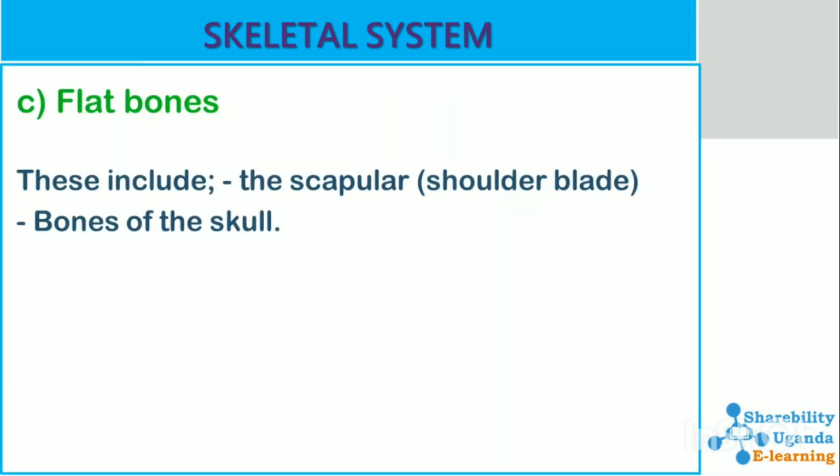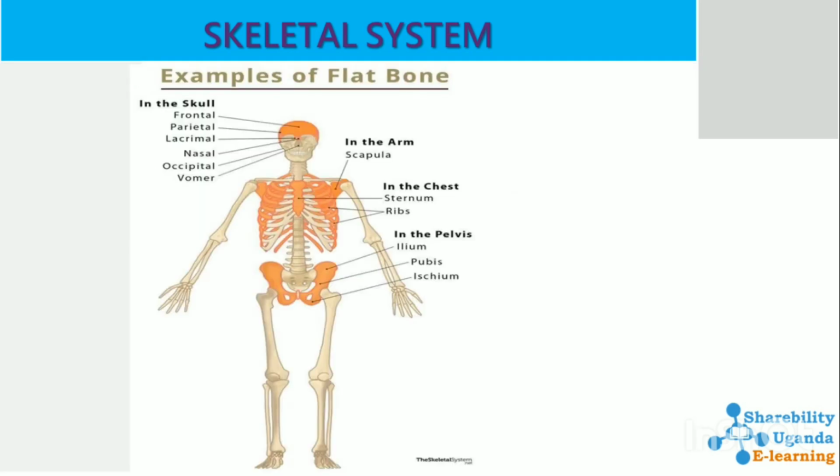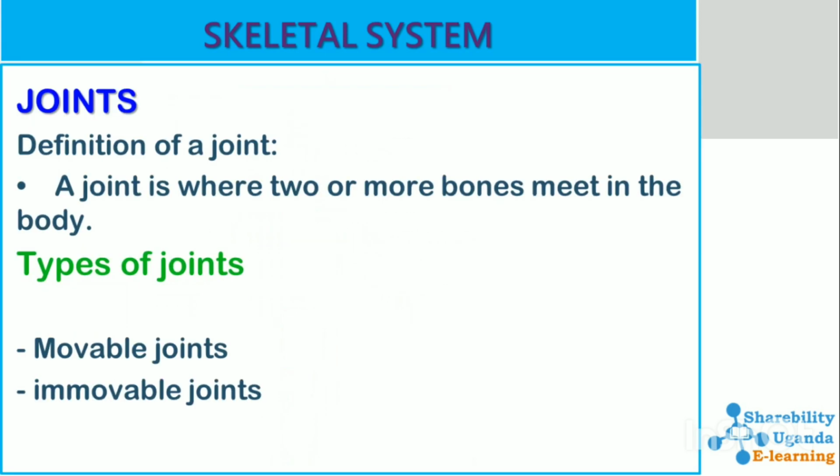We also have another type of bones, which are the flat bones. They include the scapula or the shoulder blade, and examples include bones of the skull, or bones that are found in our heads. We have in the diagram examples of flat bones. You can pause the video and read through them.